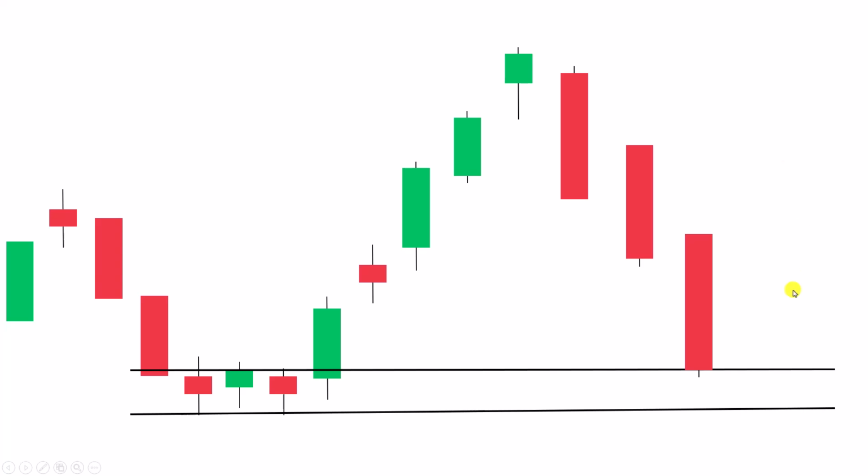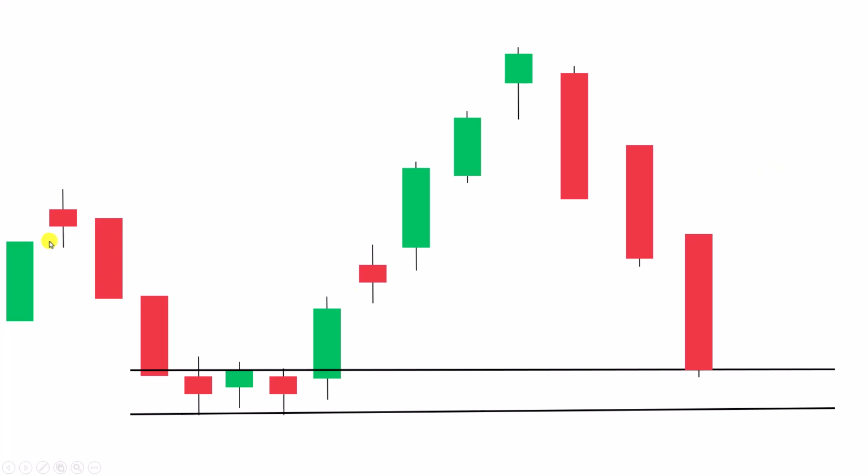Okay. What did the small traders do? They thought that the price will go down and sold their shares. What did the big players do? They bought the shares from small players and took the price up. Ultimately, whatever the big players want to happen in the market will happen.